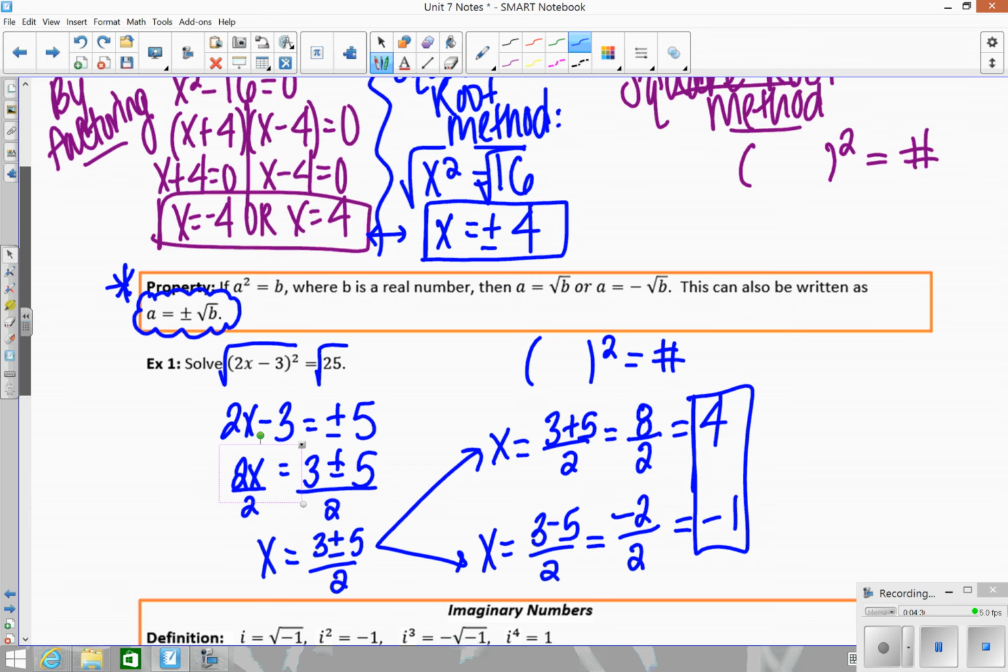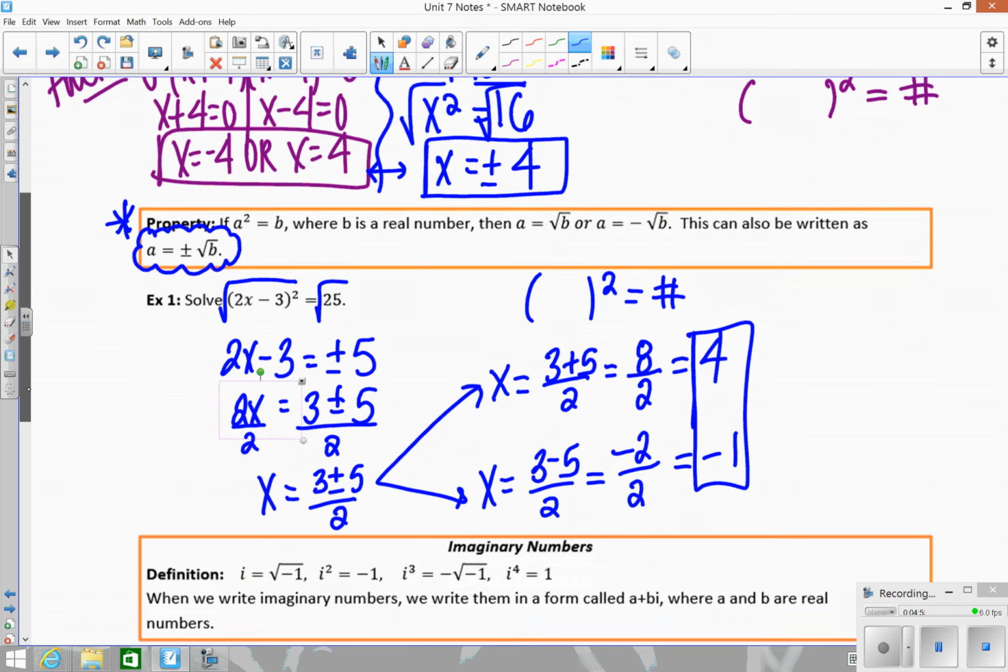Now, if you wanted to try doing this by factoring, what you would have to do is you would have to do the square and do 2x minus 3 times 2x minus 3. And then you would subtract over the 25, set it equal to 0, and then solve it that way. This square root method is much shorter because we can just use the quantity being squared and take the square root of both sides.